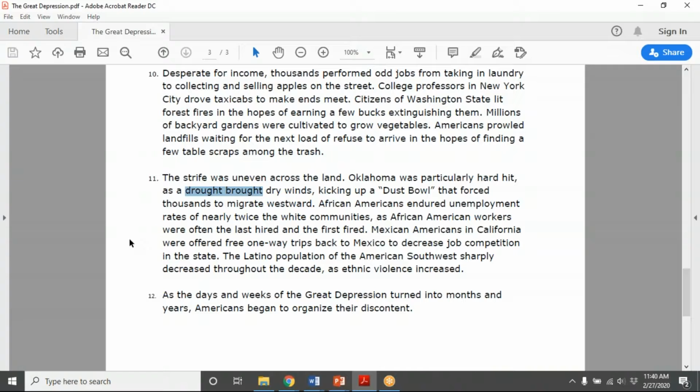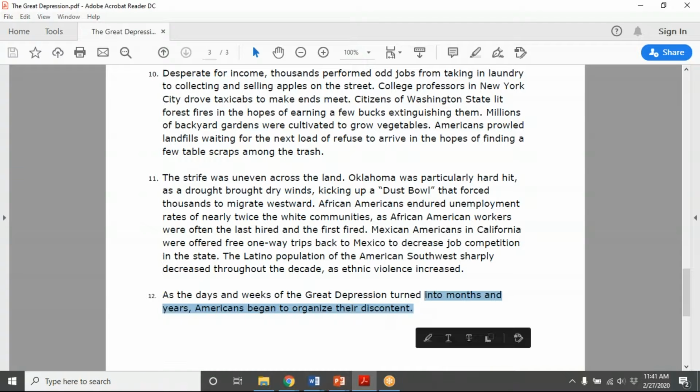African Americans endured unemployment rates of nearly twice the white communities, as African American workers were often the last hired and the first fired. Mexican Americans in California were offered free one-way trips back to Mexico to decrease job competition in the state. The Latino population of the American Southwest sharply decreased throughout the decade as ethnic violence increased. As the days and weeks of the Great Depression turned into months and years, Americans began to organize their discontent. And that leads into the next section.